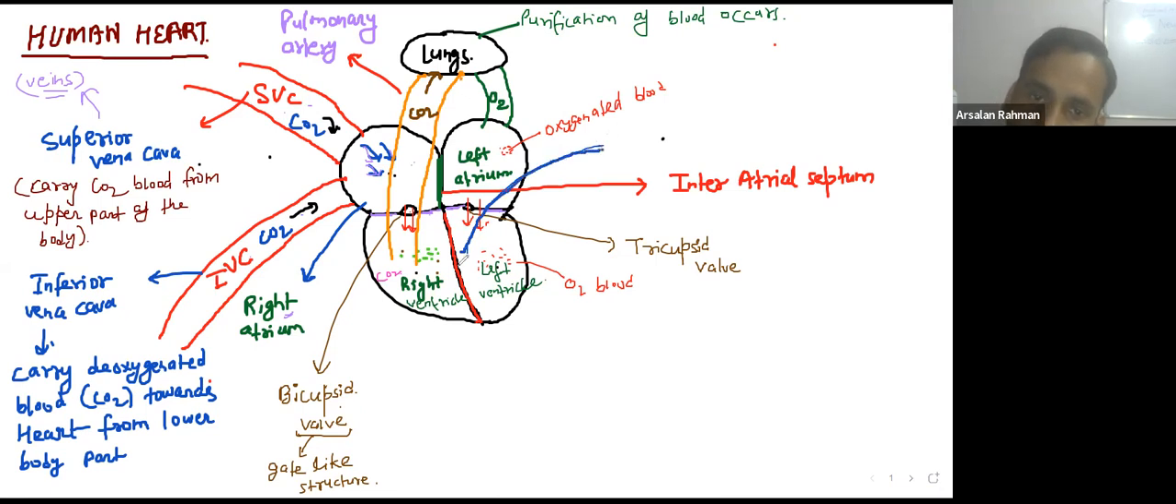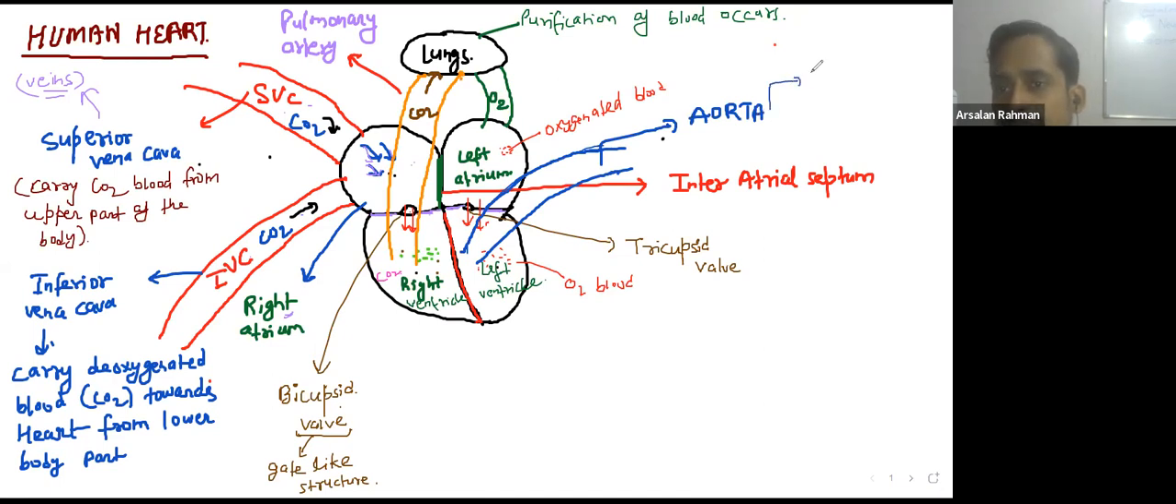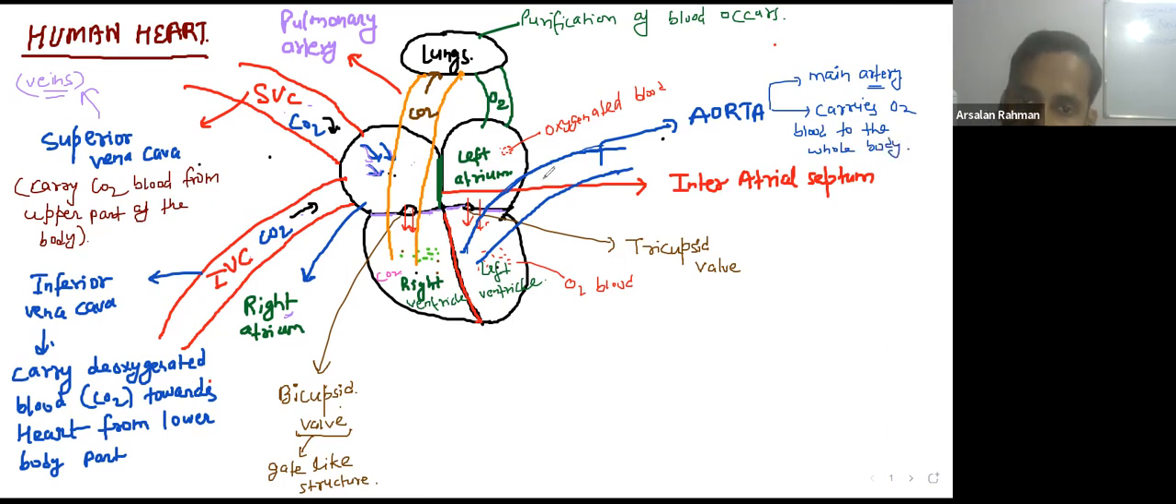There is a huge pipe which is called aorta. What is aorta? It is the main artery. It is a kind of artery. It carries oxygenated blood to the whole body. So artery carries which type of blood? Oxygenated blood. Okay, artery.